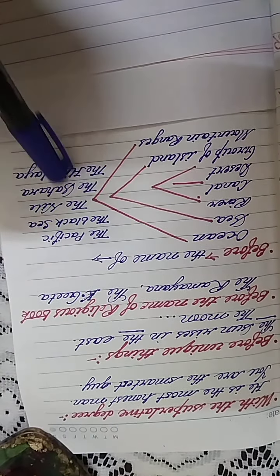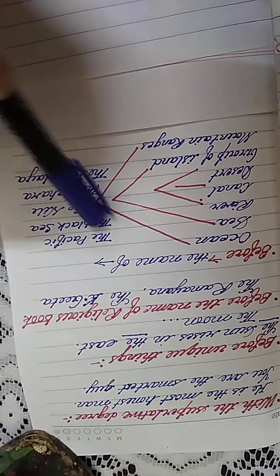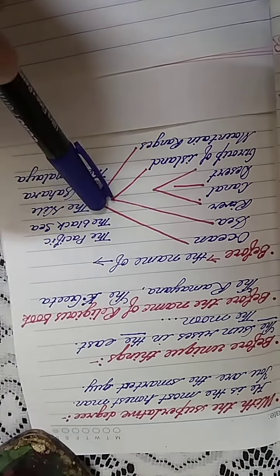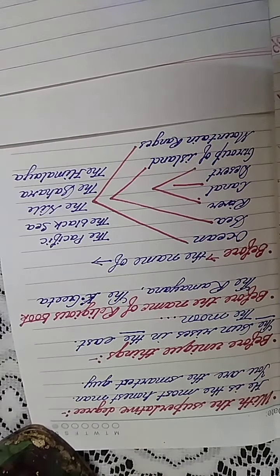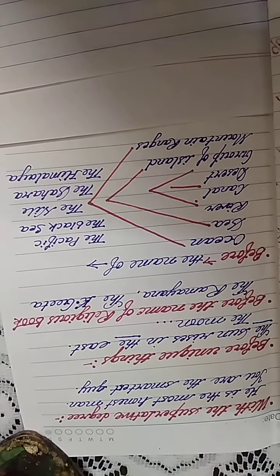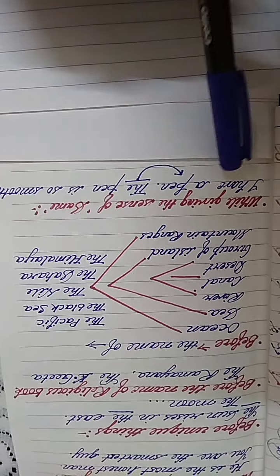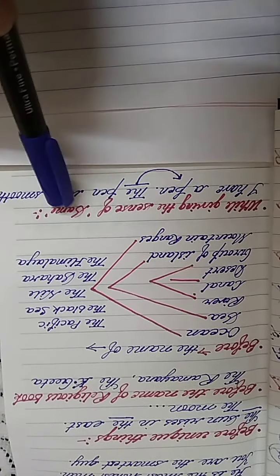You can take the example. I have written here some examples. You can understand this. The Pacific, the Black Sea, the Nile, the name of a river, the Sahara Desert, the Himalaya ranges. Basic use of the is also here while giving the sense of same.